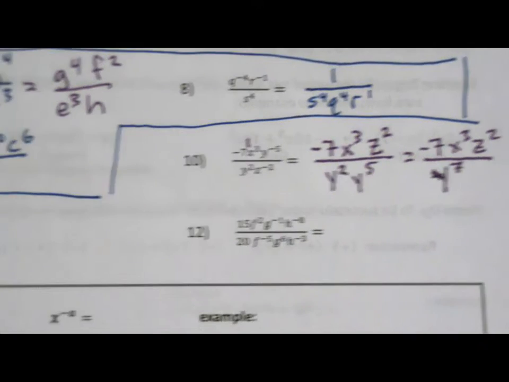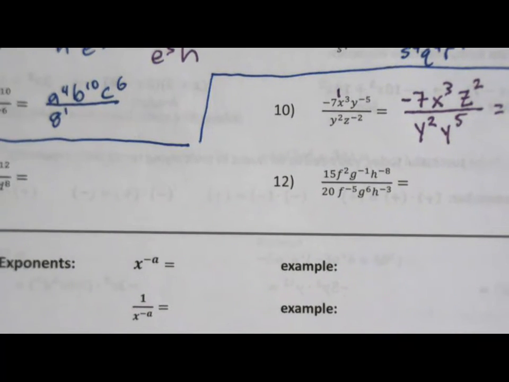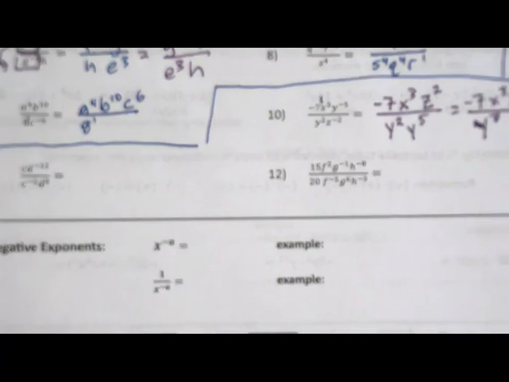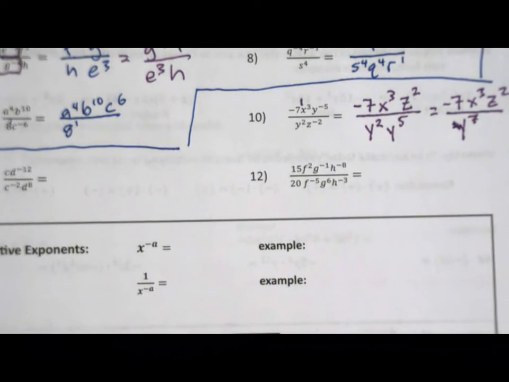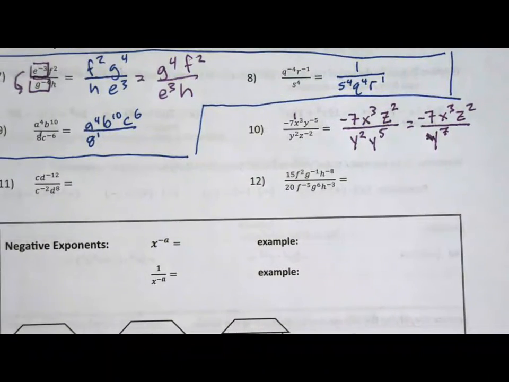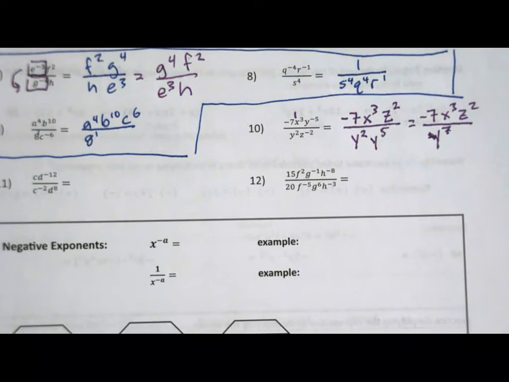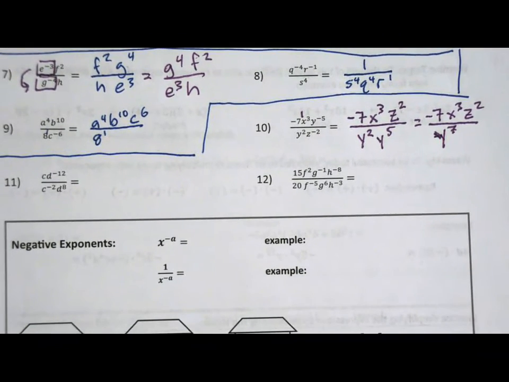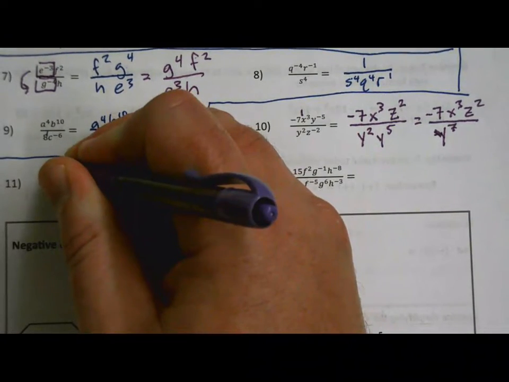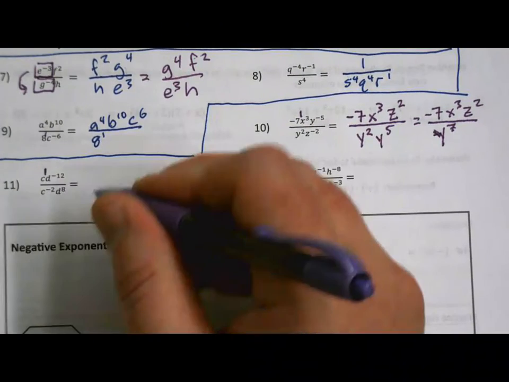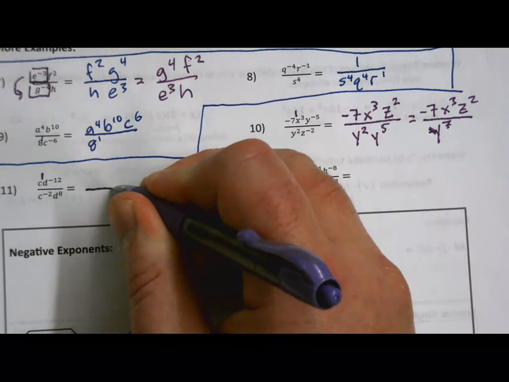All right, see what you can do with number 11. 11 and 12, I'd like you to give these 2 a try on your own. 12 is getting kind of messy. We got a lot of stuff going on, don't we? We'll focus on 11 first. If it helps you to make sure that everything's got an exponent, if you see something without an exponent, stick a 1 on it.